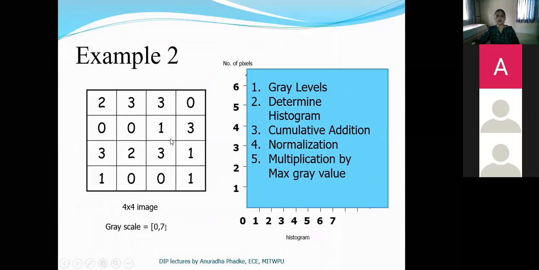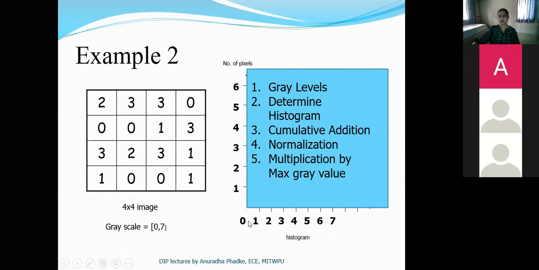Okay, now let us solve one more example to understand this histogram equalization process. So please note down this 4 by 4 image. Again, we are considering a 4 by 4 image, but the pixel values are different. Okay, and here in this example, it is given that the available gray dynamic range is from 0 to 7. So as compared to the previous example, there is only one change, that is your dynamic range is between 0 to 7.